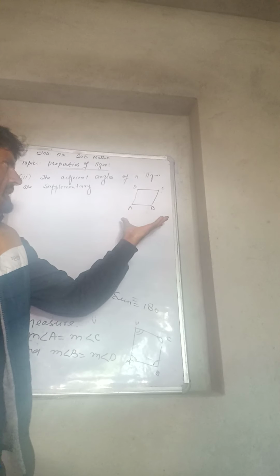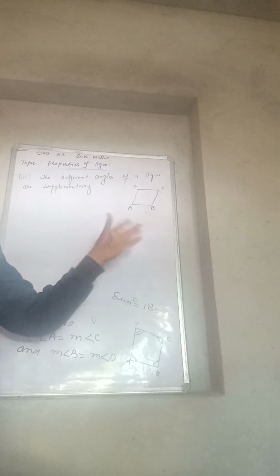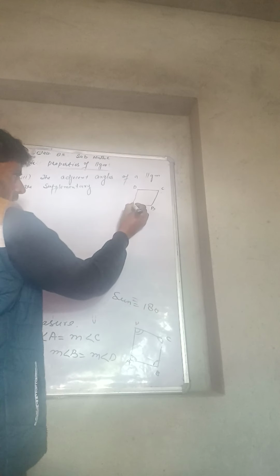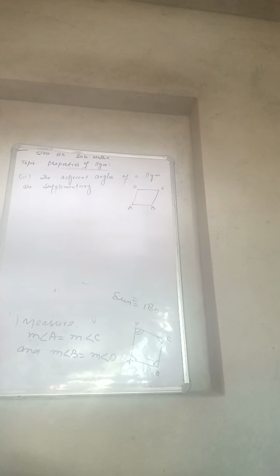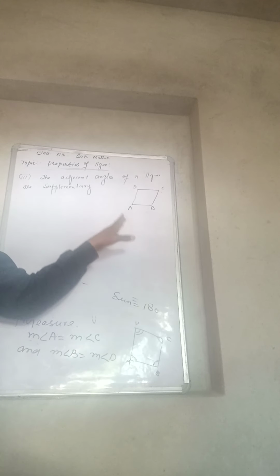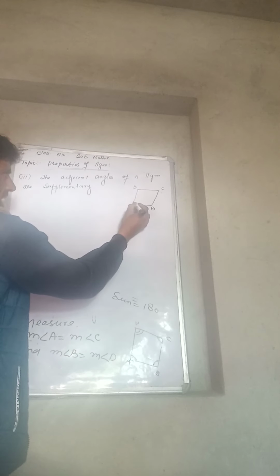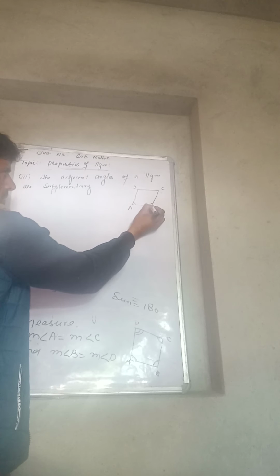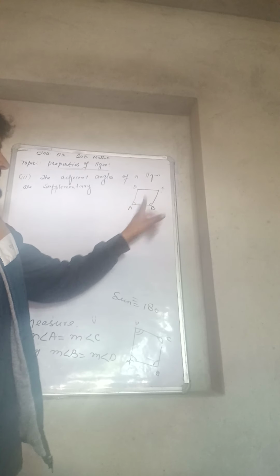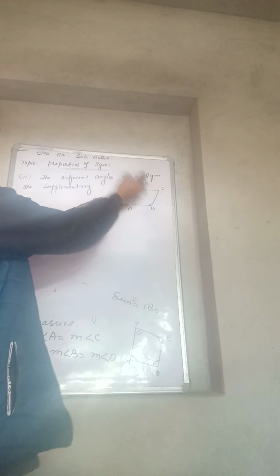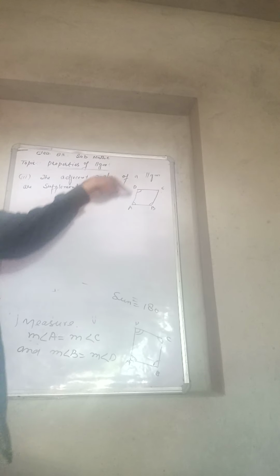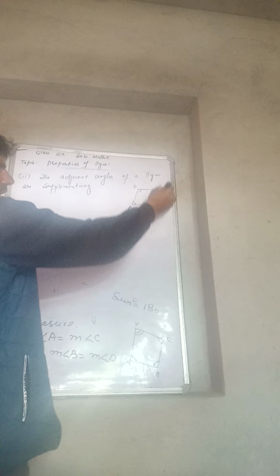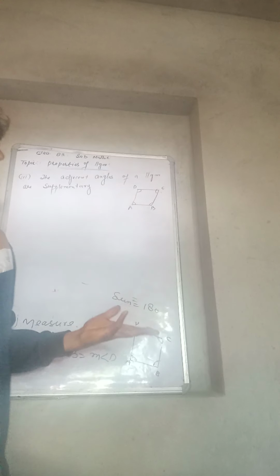So here we see what the adjacent sides are. Two sides are said to be adjacent if they have a common side. मान लो कि अगर ये एंगल A है, ये एंगल B है, both have a common side AB, so these two are adjacent. Besides this, अगर हम A और D को देखेंगे, they are also adjacent because they are connected by a side. Similarly, B and C, they are connected by a side, so B and C are also adjacent.